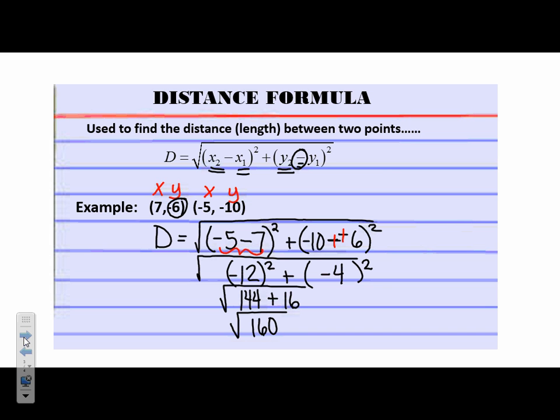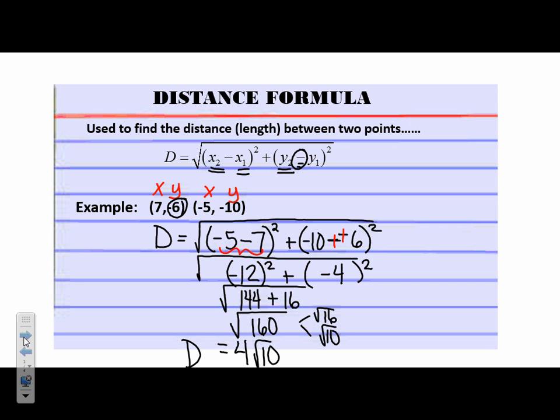So far I have the square root of 160, and I can break that apart using the square root of 16 and the square root of 10, because 16 times 10 is 160. And the square root of 16 is 4. The square root of 10 I'll just leave alone. So my distance answer is 4 square roots of 10. So the length between these 2 points would be 4 square roots of 10.